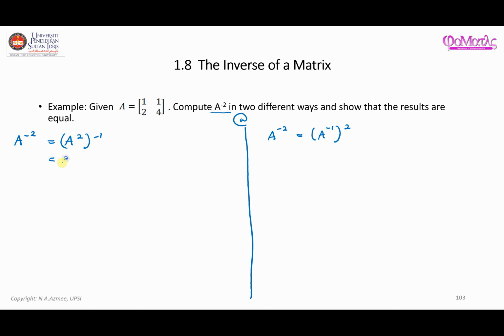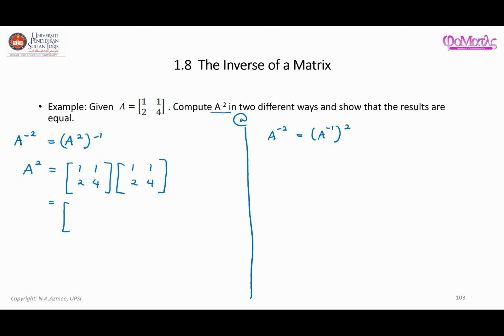All right. So what I can do is, well, let's just focus on finding A squared. You multiply the matrix with itself. So here is 1, 1, 2, 4, multiplied by itself.